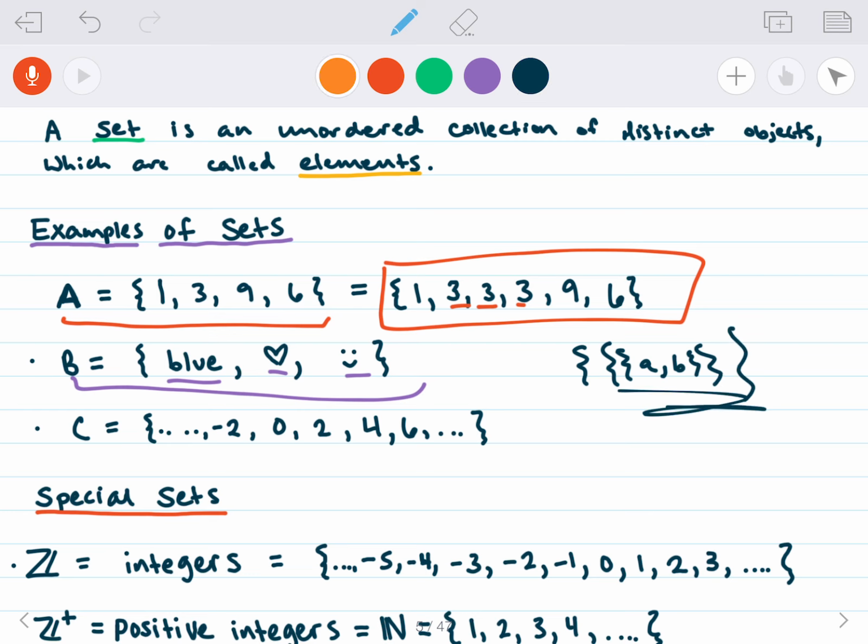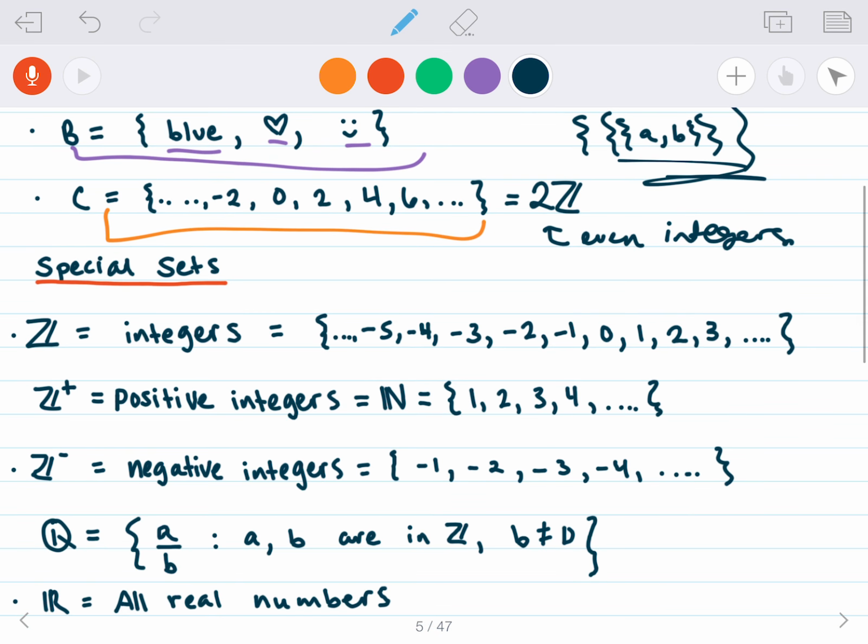All right. Here's our set C: -2, 0, 2, 4, 6. What are these? These are the even integers, right? And we'll denote this as 2Z. This is even integers. Hopefully this is all looking familiar.